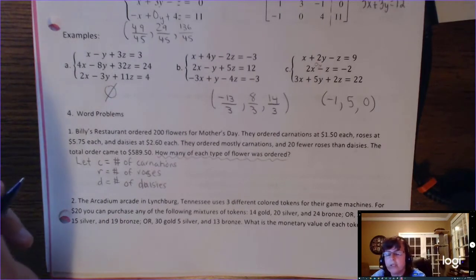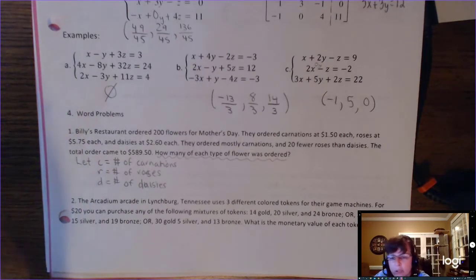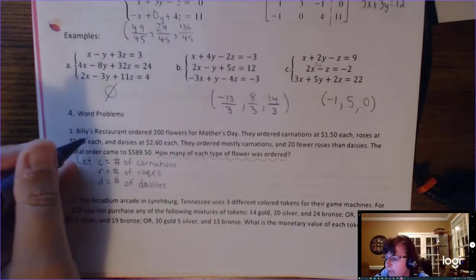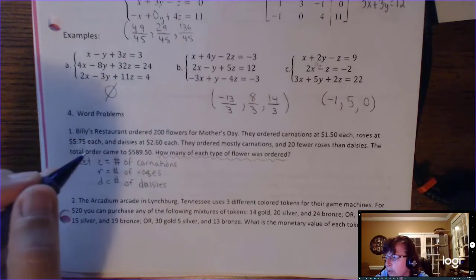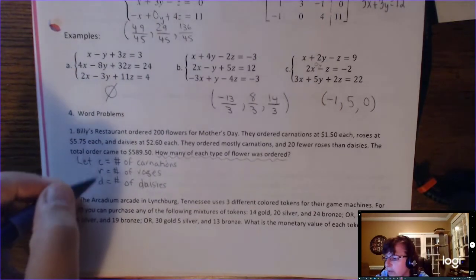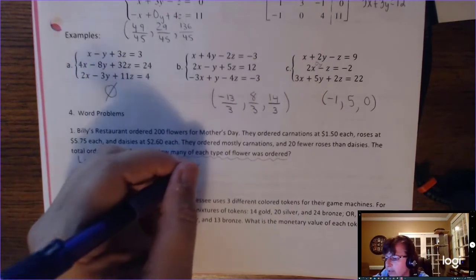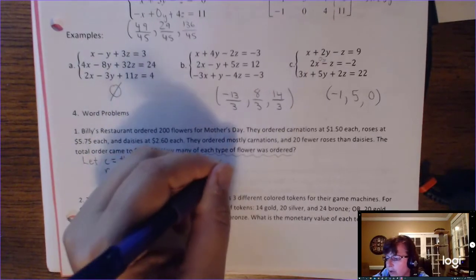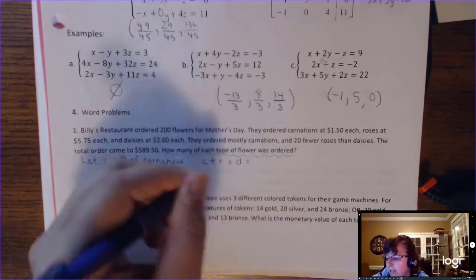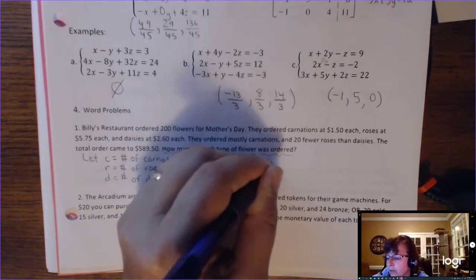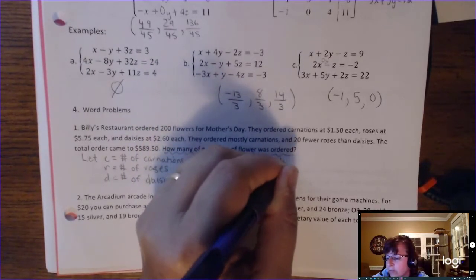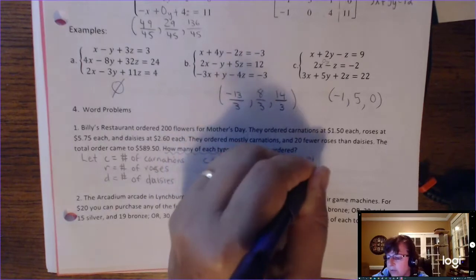Okay, so you want to look for total amounts. All right, and so the very first thing you see is that he ordered 200 flowers for Mother's Day. So these are all flowers. So this first is a total flower equation is what I'm going to call it. Carnations plus roses plus daisies is equal to 200 total flowers. So this is my total flower equation.